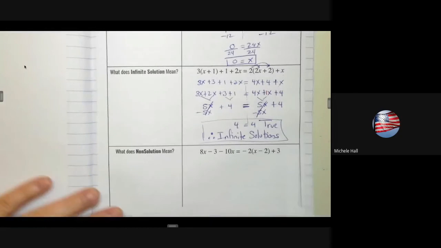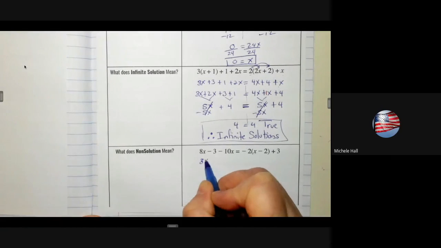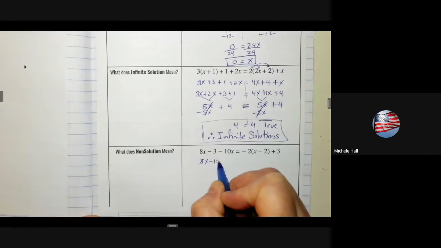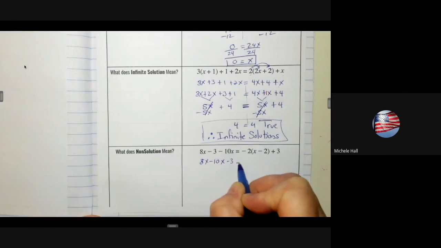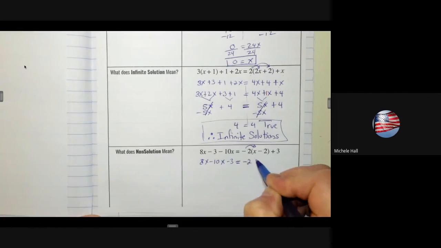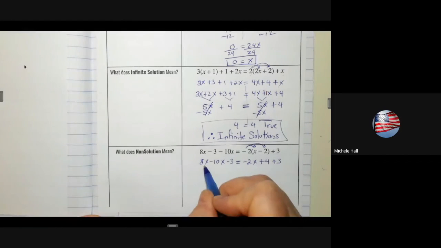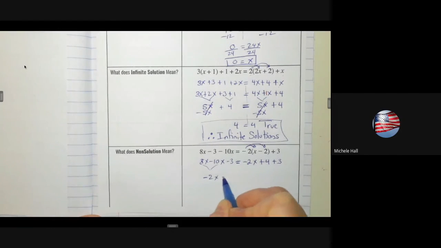Finally, no solution. What is this going to look like? All right, I'm going to put my x's next to each other. 8x, negative 10x, and then negative 3 equals the distributive property. Negative 2 times x is negative 2x. Negative 2 times negative 2 is positive 4 plus 3. Combine these together. 8 minus 10 is negative 2x minus 3 equals negative 2x, and then 4 plus 3 is 7.